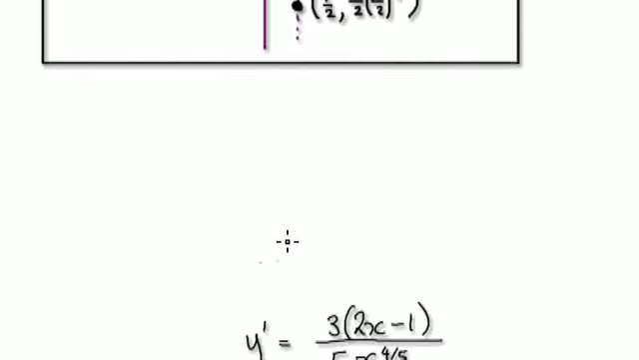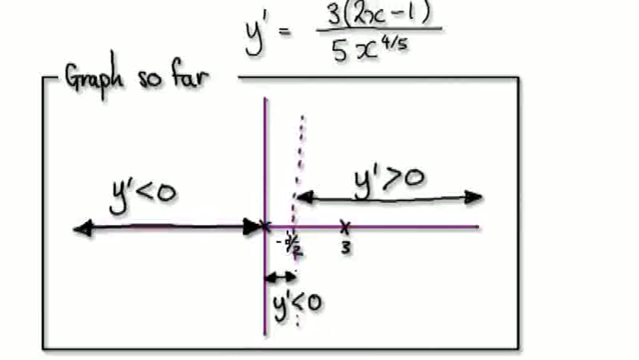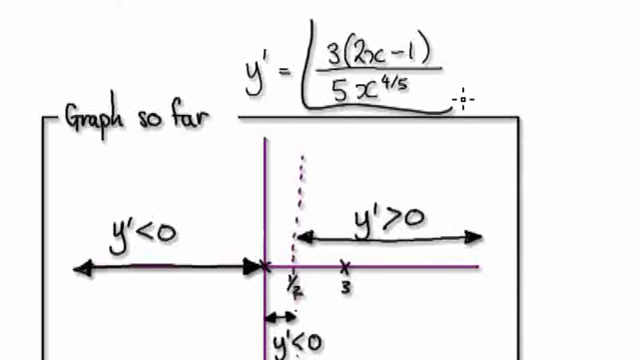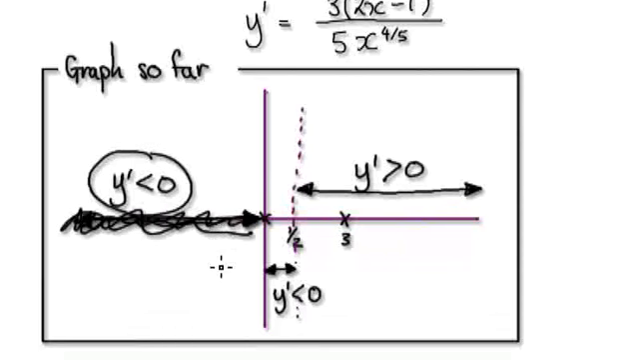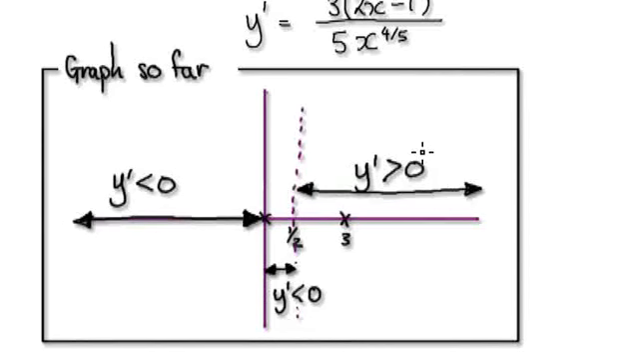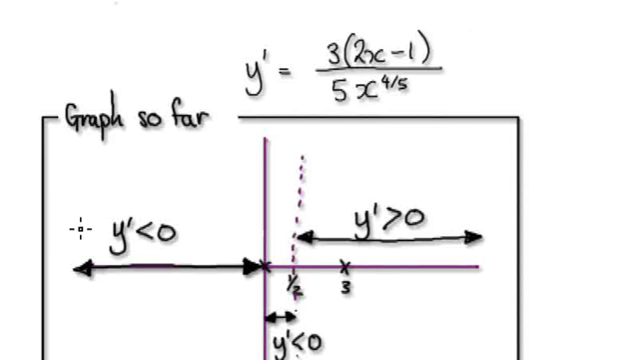So, looking at our derivative here, let's look at what happens when x is in each region. As it turns out, the derivative will be less than 0 in this region, and in this region here it will still be less than 0. But then in this region here, the gradient will be greater than 0.